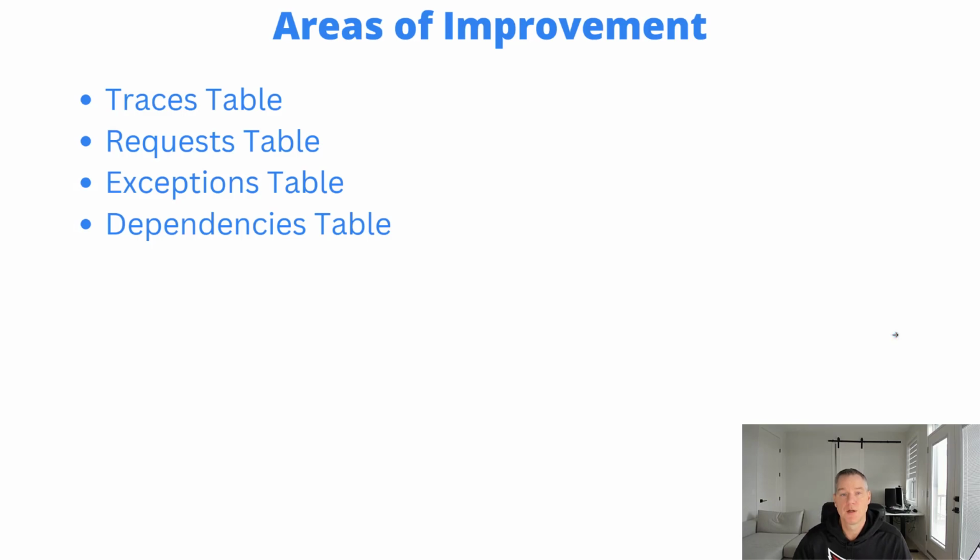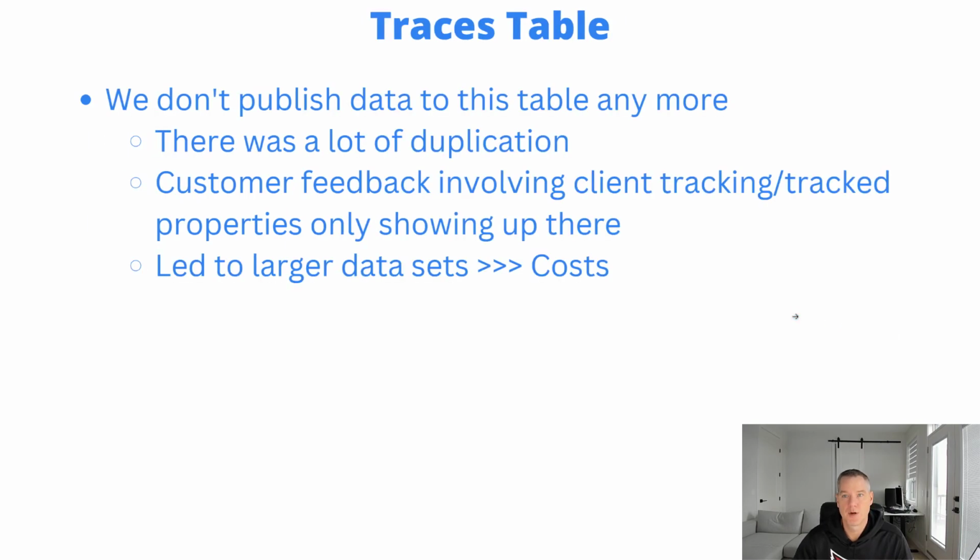All right, so if we want to talk about the areas of improvement, these are the four key areas where we've made some changes. Traces table, requests table, exceptions table, and dependencies table. And so we're going to jump through all of those areas as part of this deck. Now let's start with traces table.